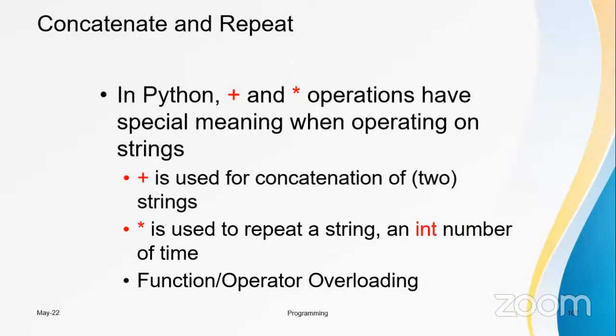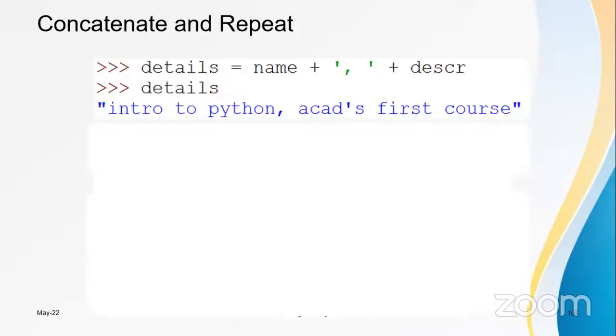Now, when I'm using an asterisk, it actually repeats a string an integer number of times, maybe 2 times, 5 times, 10 times. I'll show you one example. Intro to Python ACADS first course.